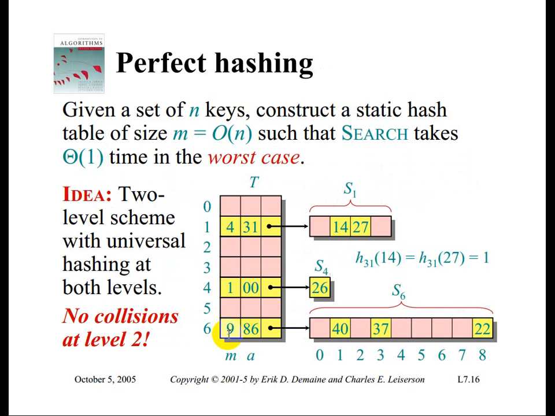Now let's look at perfect hashing. The idea here is that there is a two-level scheme, so that if multiple keys do hash into the same bucket, it will still take order 1. What that means is that you can figure out another hash function such that you can immediately get to it, and there will be no collisions at level 2. Okay, so that's the idea, that's the proof.